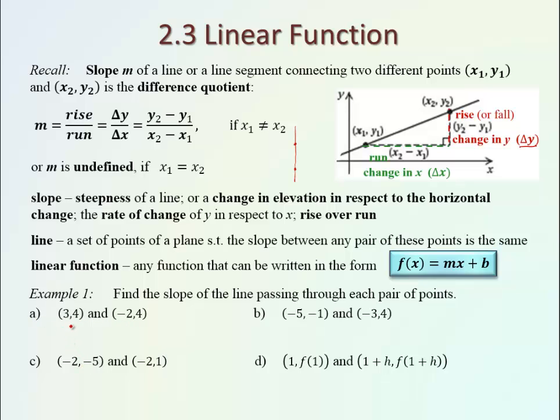In example A, the slope is, according to our rule, the difference in y coordinates. So if we start, let's say, with the first point, 4 minus 4 over the difference in x coordinates, 3 minus negative 2. As you see, the numerator is 0 and the denominator is something else. So overall the slope is 0. What does this tell me about the line? Well, the line is horizontal.